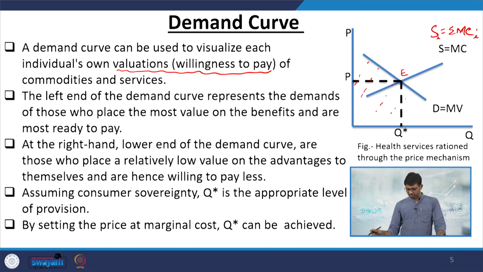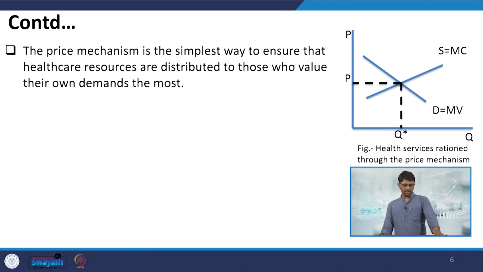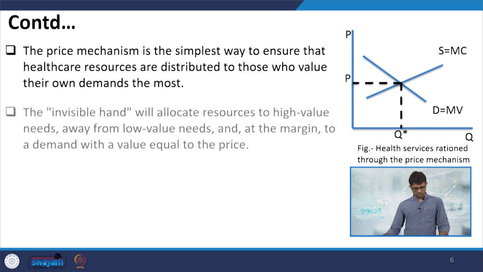If that is perfectly matched with the marginal valuation by the buyers or the demanders who are demanding the health services, then an equilibrium quantity is settled, and that quantity is the best quantity a system should be providing. So, the price mechanism is the simplest way to ensure that healthcare resources are actually distributed to those who value their own demand the most.